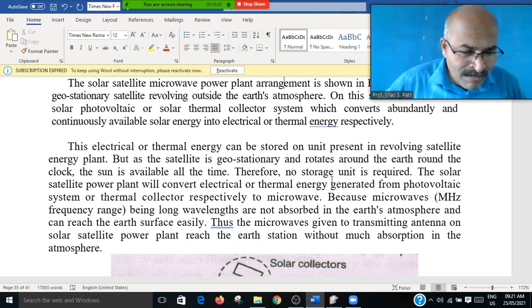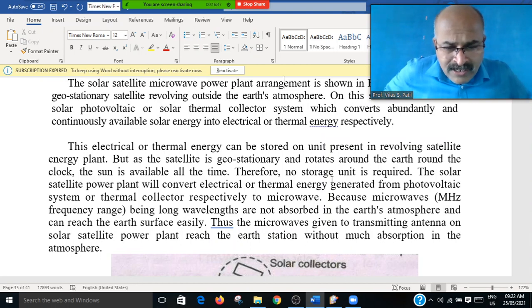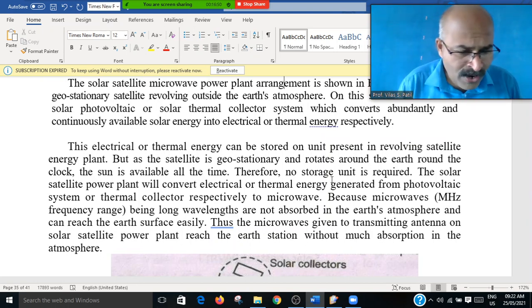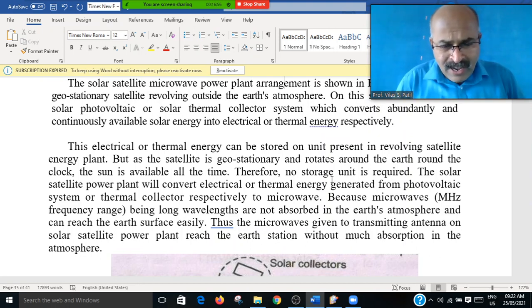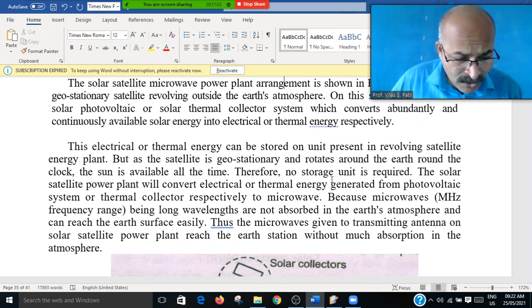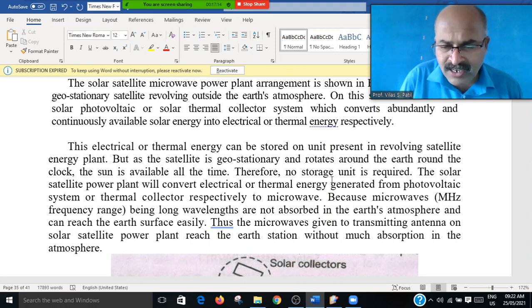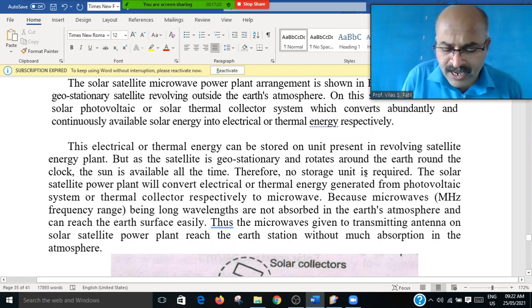The solar satellite power plant will convert the electrical and thermal energy generated from the photovoltaic system or the thermal collector, respectively, to microwaves. Because of the microwave frequency range, being long wavelength, they are not absorbed in the earth's atmosphere and can reach the earth's surface easily. Thus the microwave given to the transmitting antenna of the solar satellite power plant reaches the earth station without atmospheric absorption.